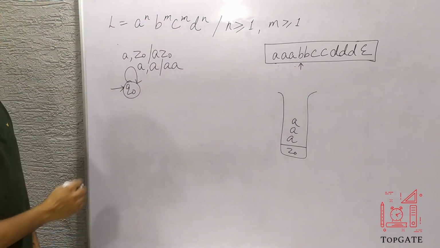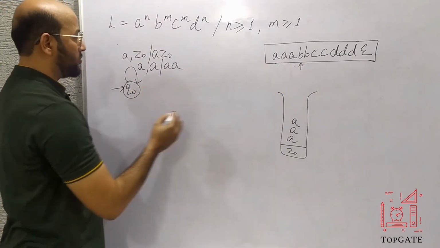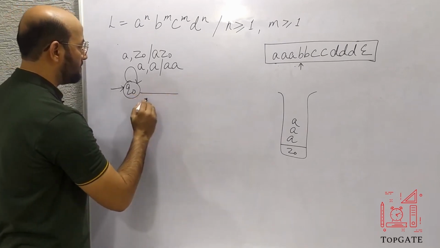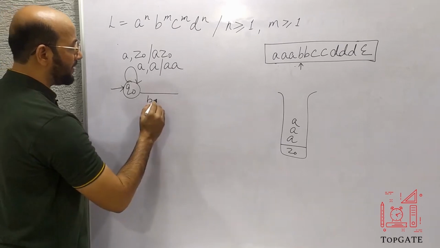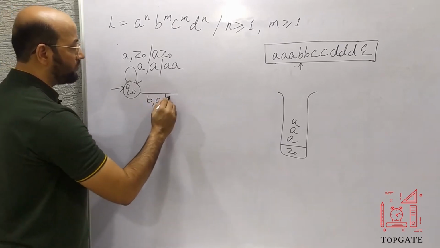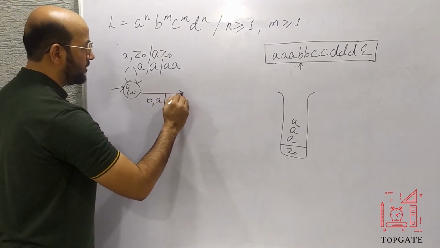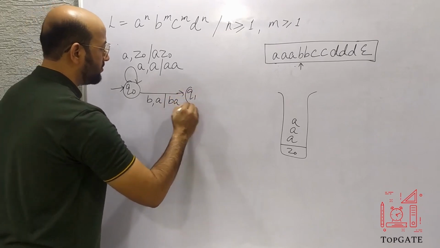Now what we'll do, we again have to push the B's also. So I'll take a move for B. The element to process is B, the top stack element is A, and what to do? We have to push it. So we'll push it and move on to some other state.